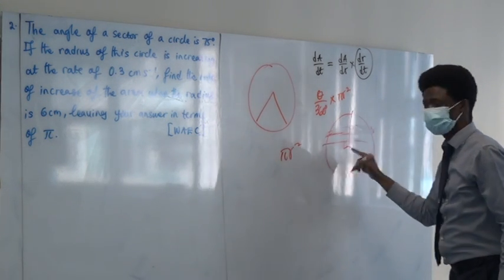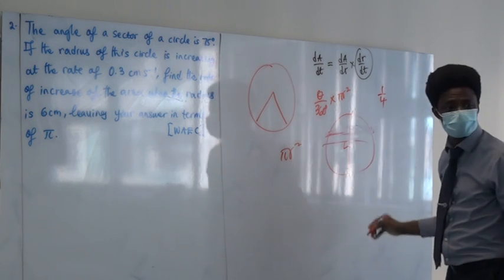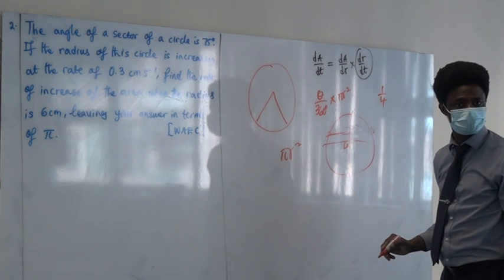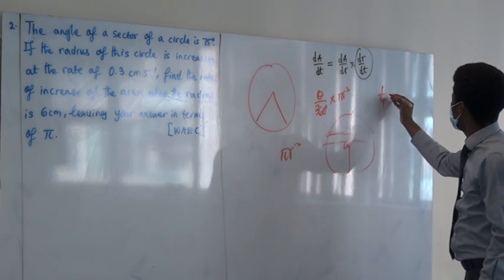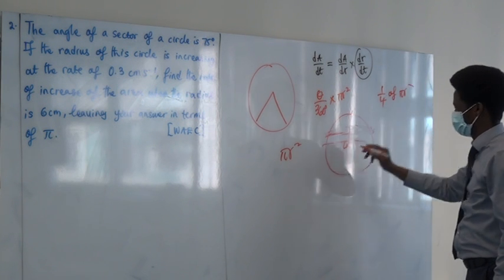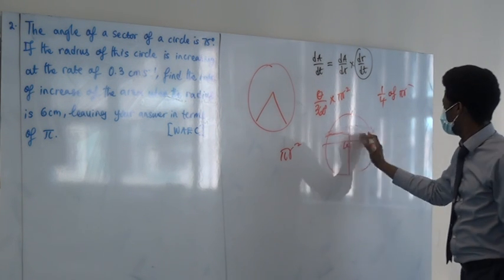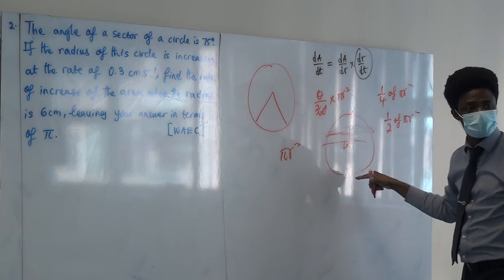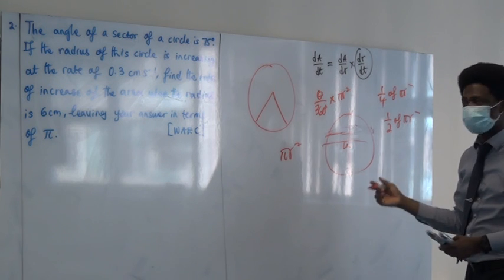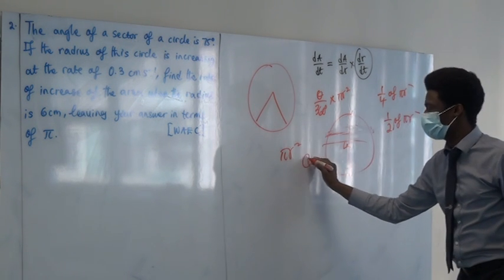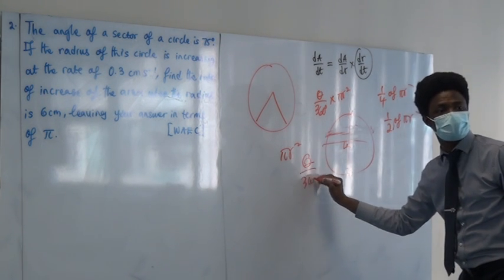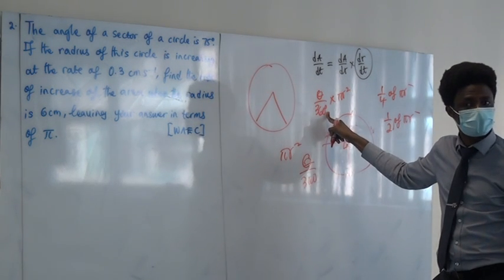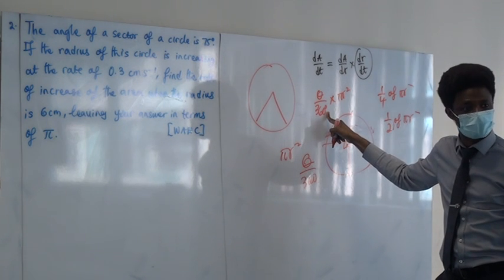If my sector is a quadrant, the fraction is 1/4. What determines this fraction? The angle. Understand? It's 1/4 of pi r squared. If it is a semicircle, it's half of pi r squared. So for a random sector, how do we determine this fraction? The angle out of 360. This determines the fraction. So that is how this came about. It's just a fraction of the entire circle.